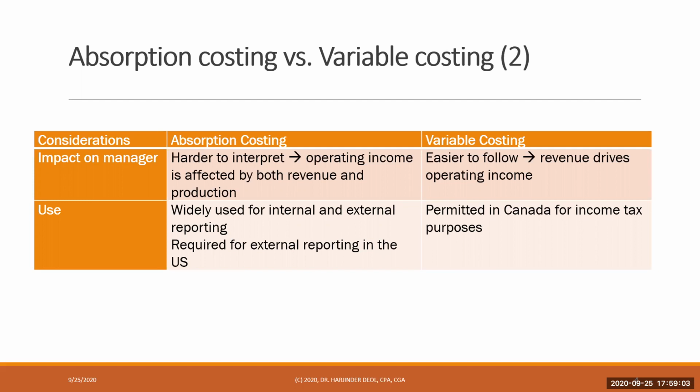With regards to the use of absorption costing, it is widely used both for internal purposes as well as for external reporting. And it is a requirement for external reporting in the United States. In Canada, variable costing is allowed for income tax purposes. So in Canada, companies can choose either absorption costing or variable costing for income tax purposes. For external reporting, absorption costing should be used.